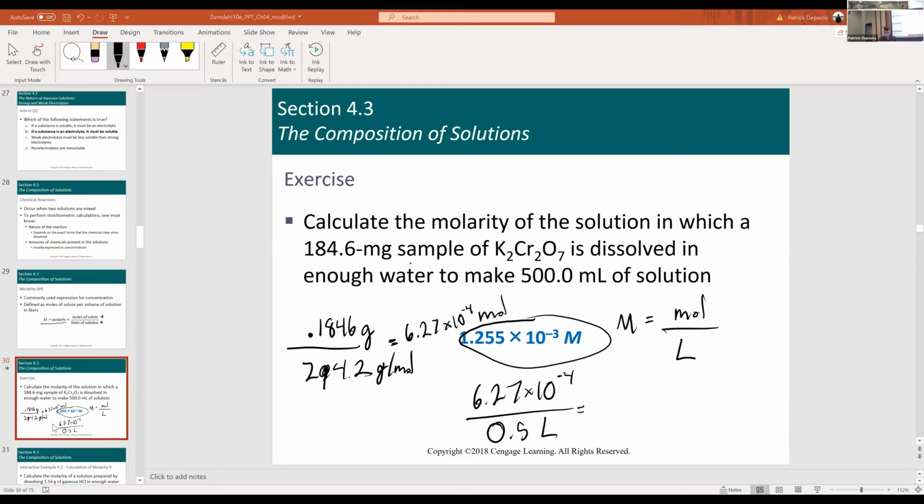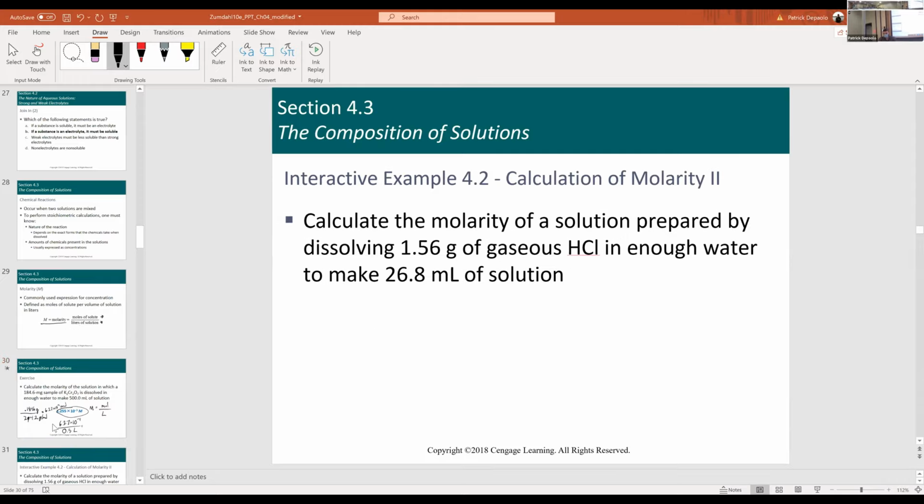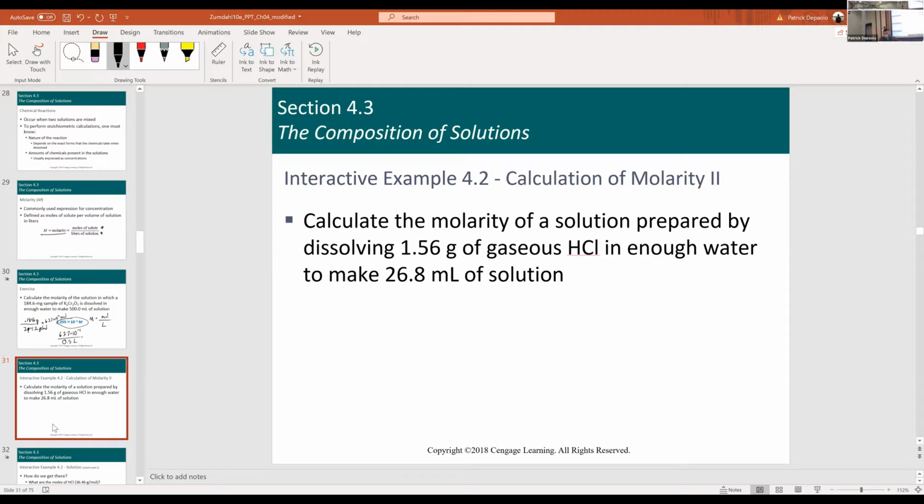All right, so next, we'll do one more. So calculate the molarity of a solution prepared by dissolving 1.56 grams of gaseous HCl in enough water to make a 26.8 milliliter solution. All right, so same thing. We're doing our moles divided by our liters. So moles of solute is going to be your 1.56 grams of HCl divided by the molar mass of HCl, which hydrogen is about 1, Cl is 35.45. So you have 36.45 grams per mole.